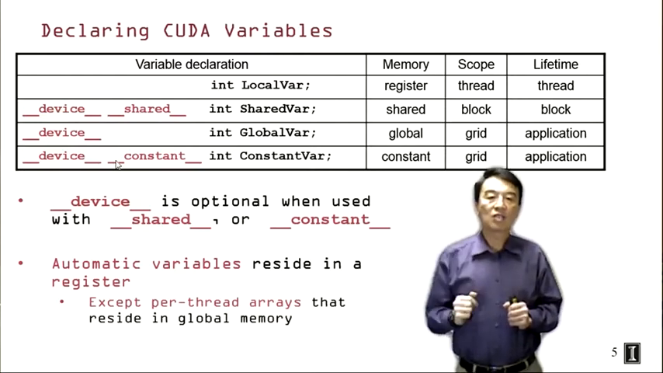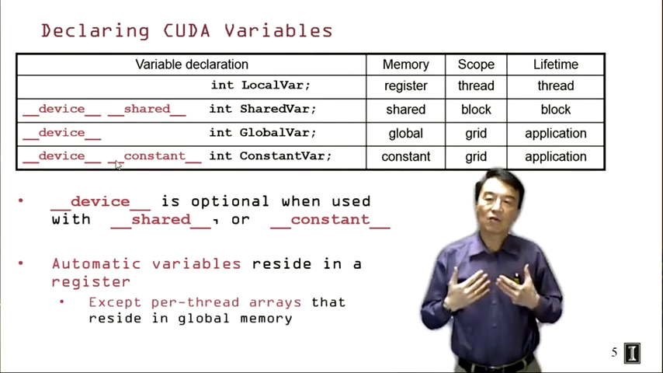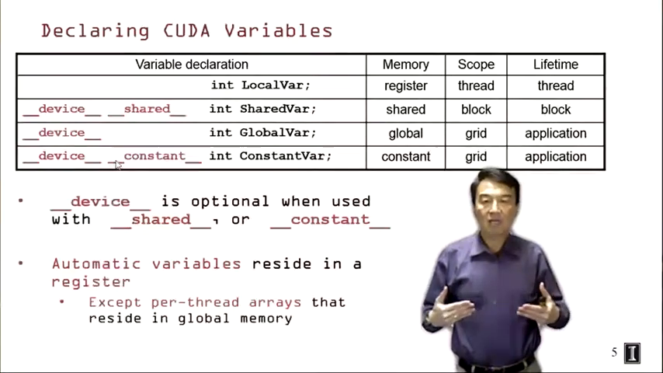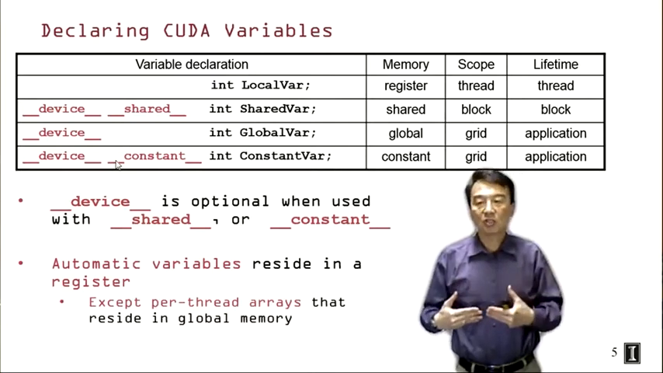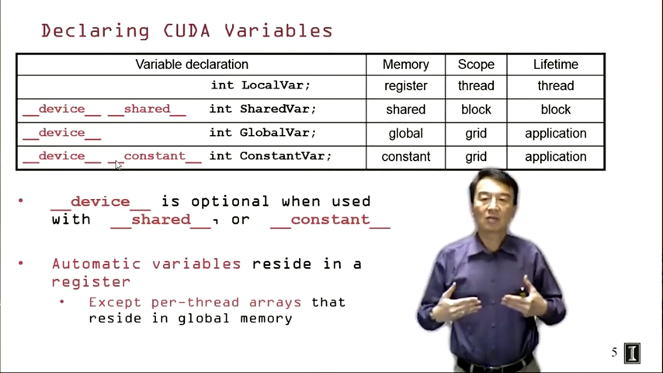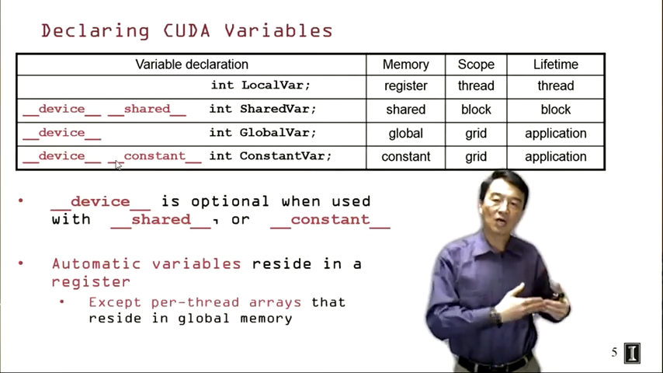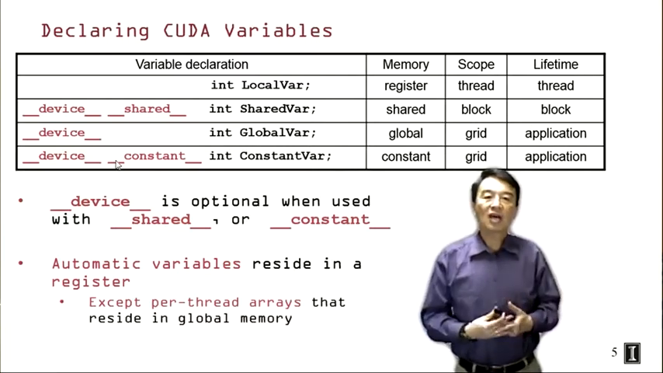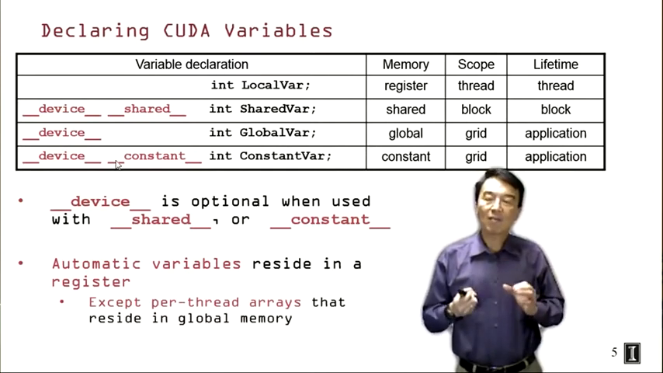So the scope, as we mentioned before, of a variable that is declared for a thread block will be visible to all the threads in that thread block. However, different thread blocks will have their own version of that variable. So the contents of variables in the shared memory for one thread block will not be visible to other thread blocks. And the lifetime of the shared memory is also within the lifetime of a block.